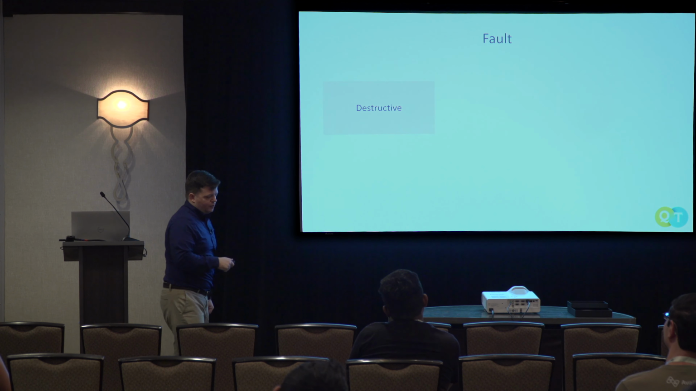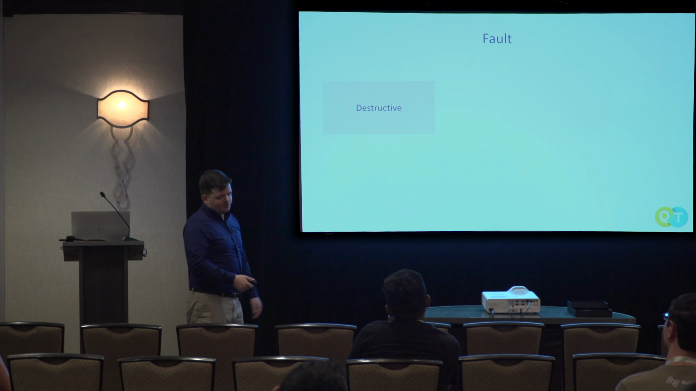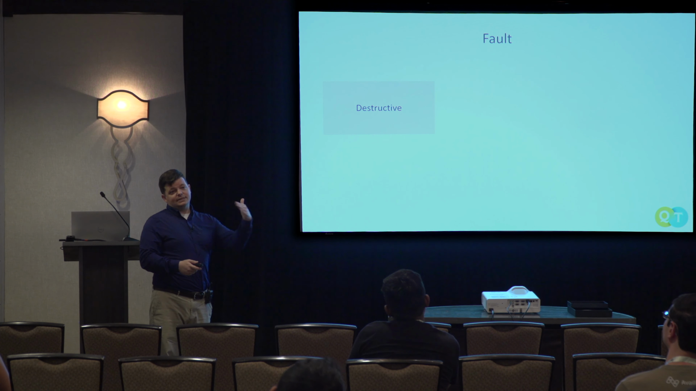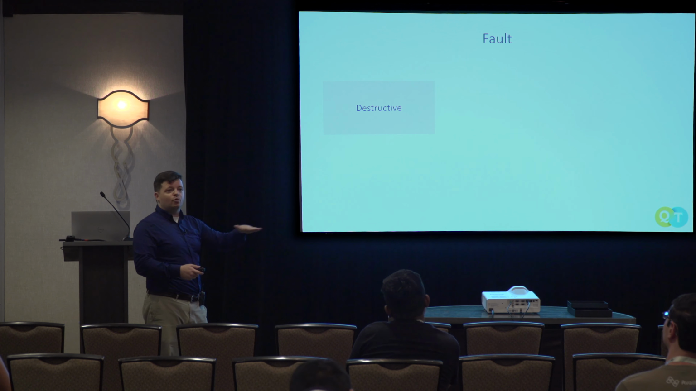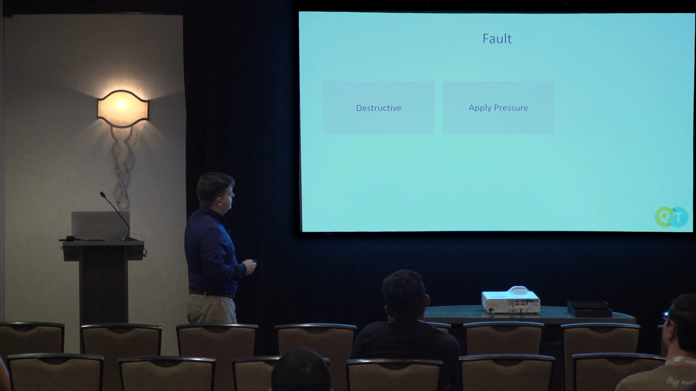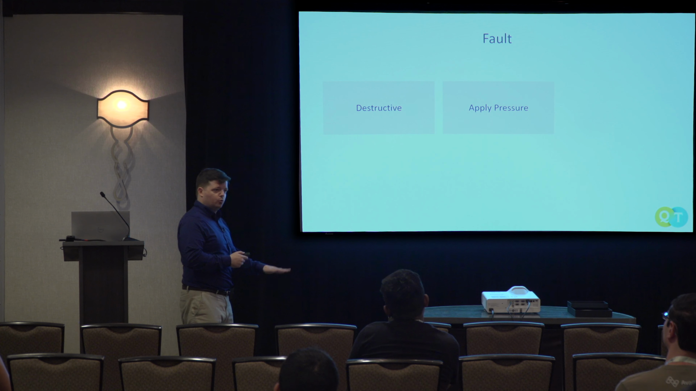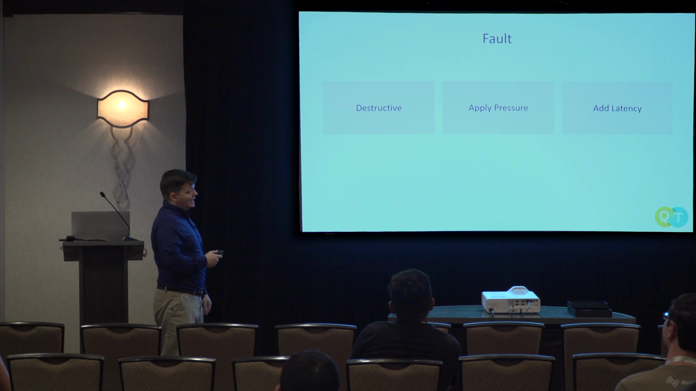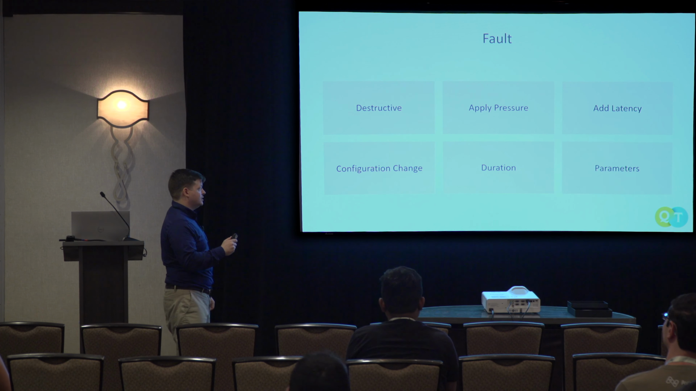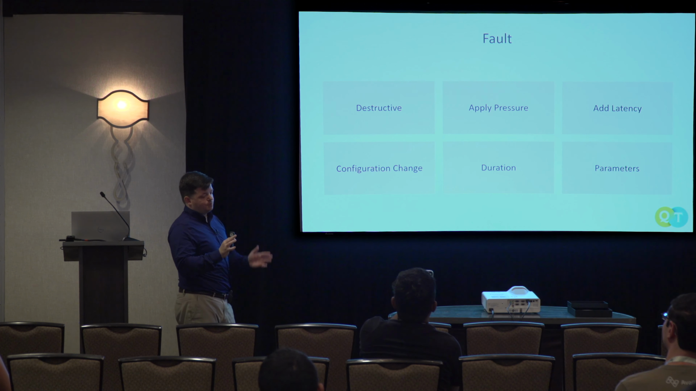You can break down faults into about as many categories as you want, but there's 6 that they really talk about. Destructive, whatever the instance is, it's gone. Like whatever it was, it doesn't exist anymore. We want to see how the system reacts. We can apply pressure to the system. So for those containers, I want the CPU to hit 99% and hold. We can add latency. We can change configurations of different services. And then we can apply that for a duration, and we can actually parameterize those.